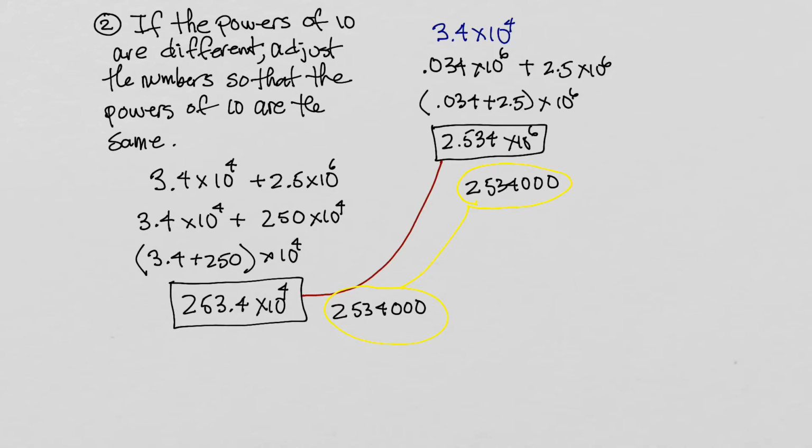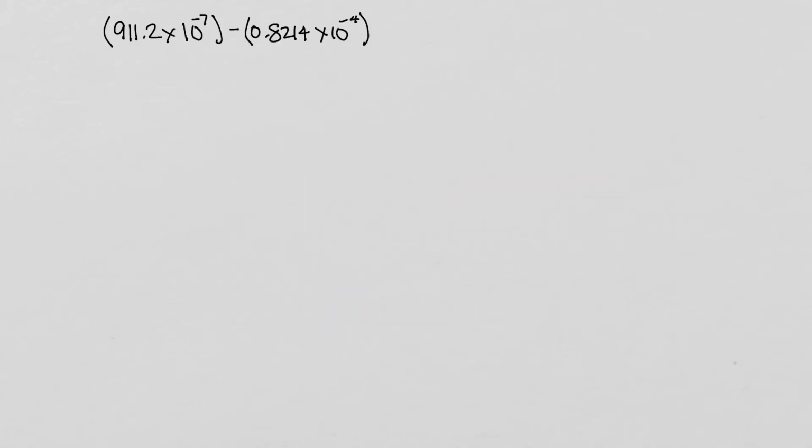So let's try a subtraction now. First, notice that these powers of 10 are different: 10 to the negative 7, 10 to the negative 4. So we can either change the negative 7 to the negative 4 or the negative 4 to the negative 7. I think what I'll do here in this one is I'll change the negative 4 to the negative 7.